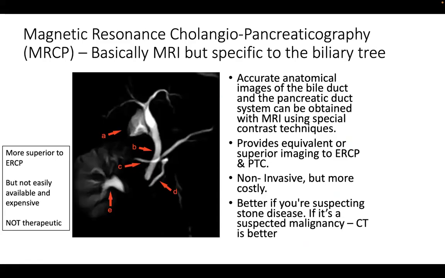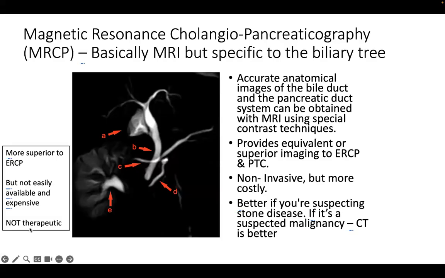Then you have your MRCP. This is basically an MRI, but specific to the biliary tree. Accurate anatomical images of the bile duct and the pancreatic duct system can be obtained by an MRCP. It provides equivalent or superior imaging to ERCP and PTC. It's non-invasive, but more costly. It's better if you're suspecting stone disease. If you're suspecting malignancy, CT is better.